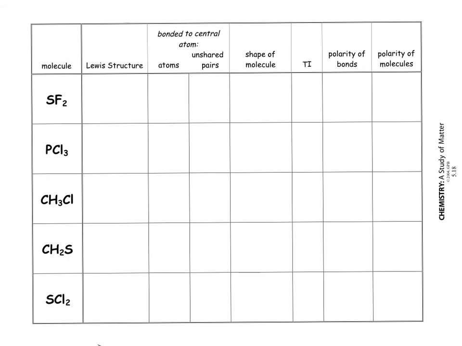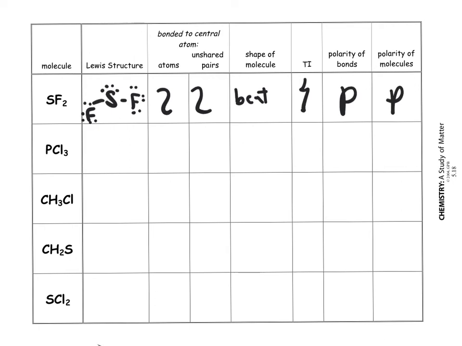So this is the last page of the worksheet. We'll just do these. SF2 has sulfur, lone pair, and sorry, I did this wrong. A lone pair bonded to 2 Fs. I didn't draw this perfectly right, but no, it's 2 and 2. So this is a bent molecule. This bond is going to be polar, and so is the molecule, because the molecule is bent, and actually the polarity is going to be away from the S because of that.